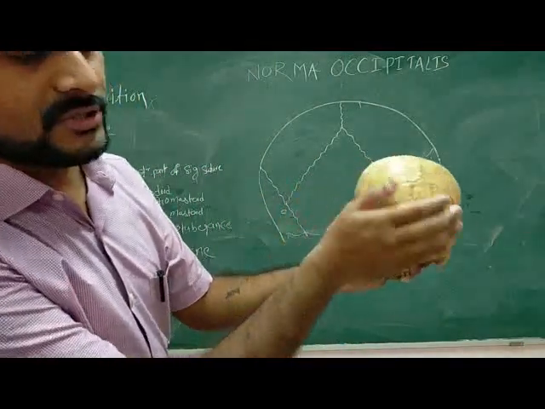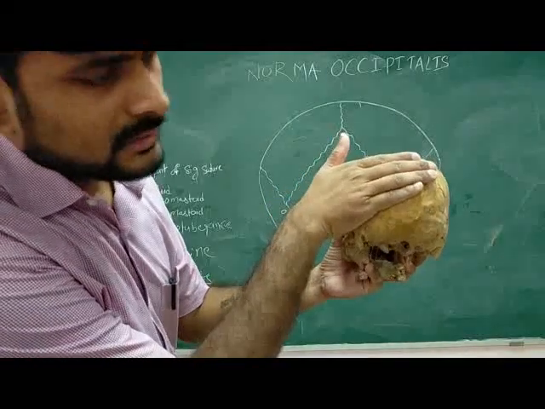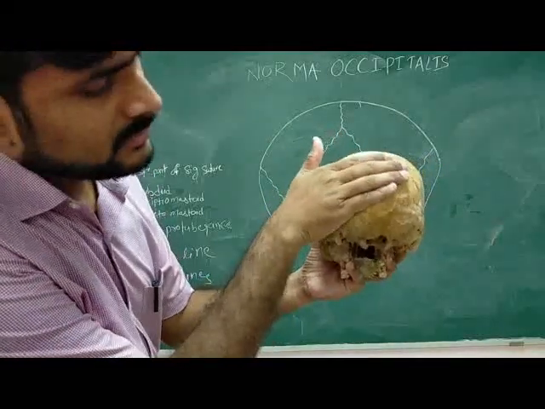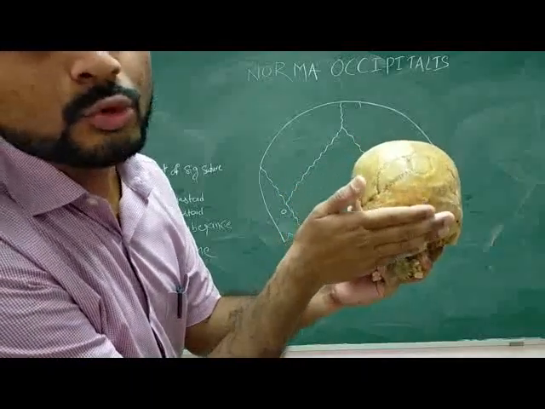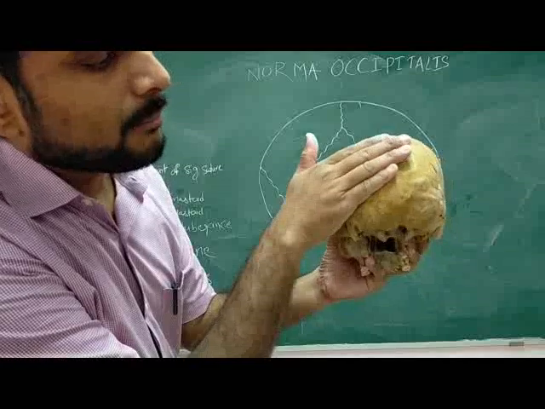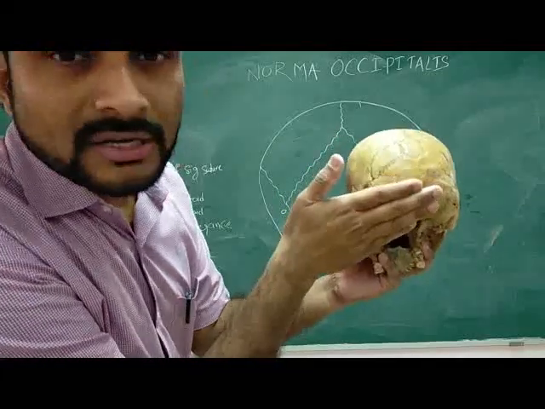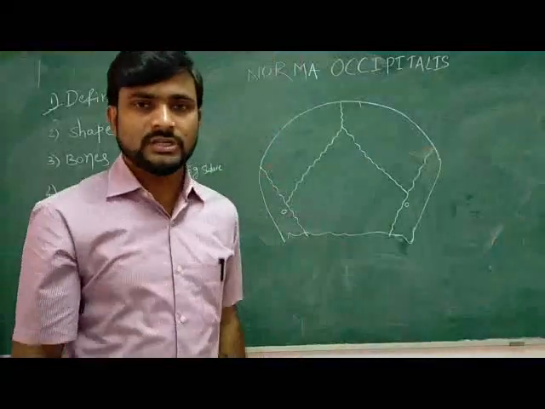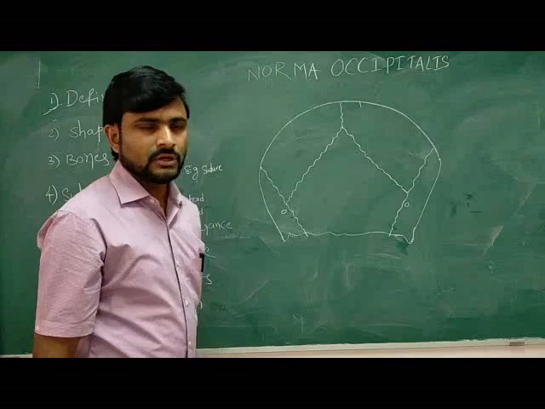Now the shape. See here, this is the norma occipitalis. The upper part is convex, in the upward direction, and the lower part is smooth and flat. That is the shape of the norma occipitalis.